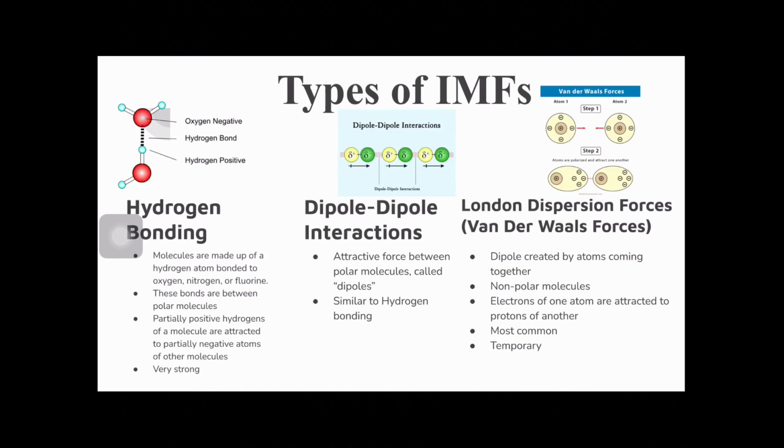These dipoles are temporary. The London dispersion force is the attraction between the partially positive side of one molecule and the partially negative side of another. These are the most common IMFs, but they come and go as molecules move and their electrons shift.